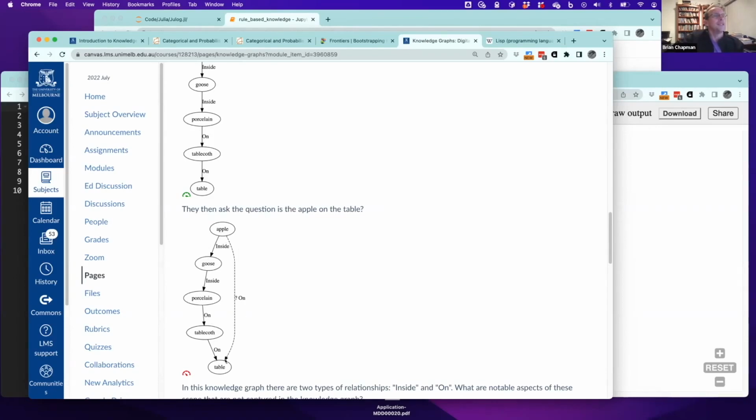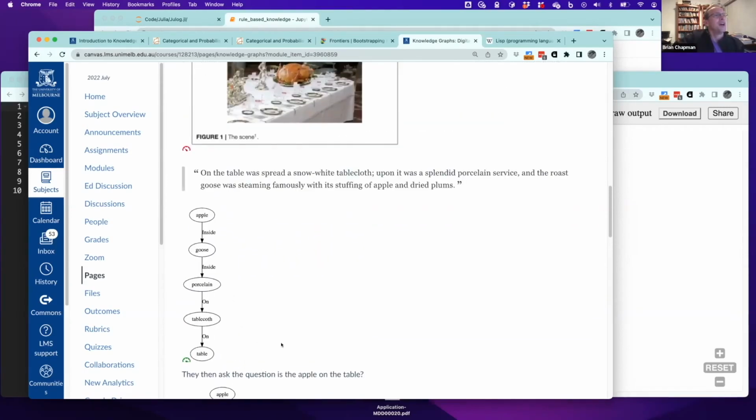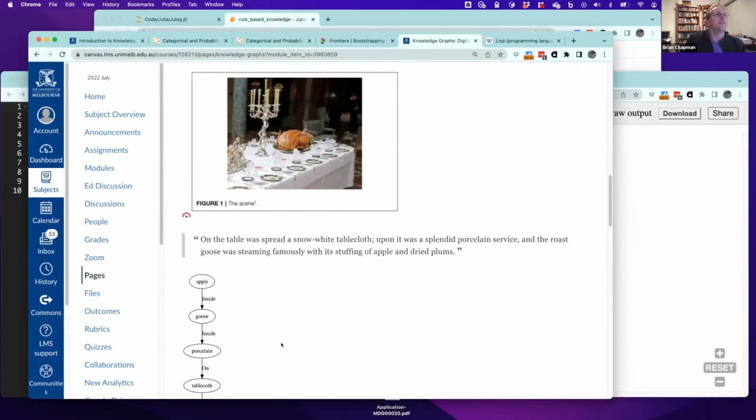And so there's an implicit connection: the apple is on the table. That struck me as a little funny because I had to conclude that something inside has the same relationship, that I could follow the same inside path as an on path, but let's not get hung up about that. Okay, so what did we not represent in that knowledge graph?